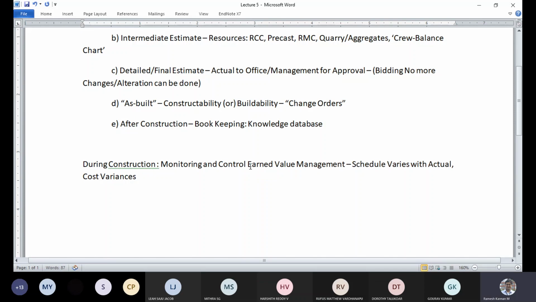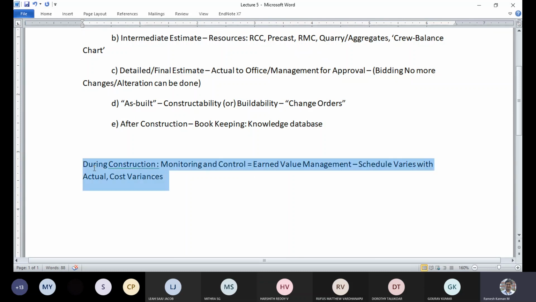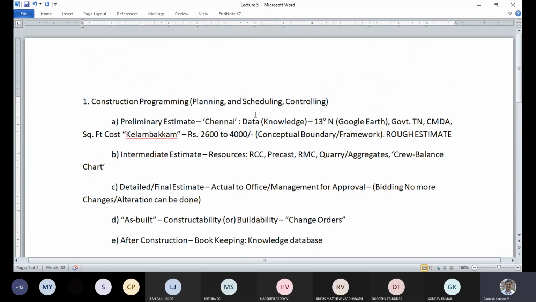Right. So that's typically the earned value management, right? So we'll be taking a look at that in much detail in the subsequent lectures. Probably in module number 4, when we talk about projects, we'll be looking into that in much detail, right? So understand this is very important, right? So far, we talked about the construction programming that includes planning, scheduling, controlling, even monitoring and controlling, right?